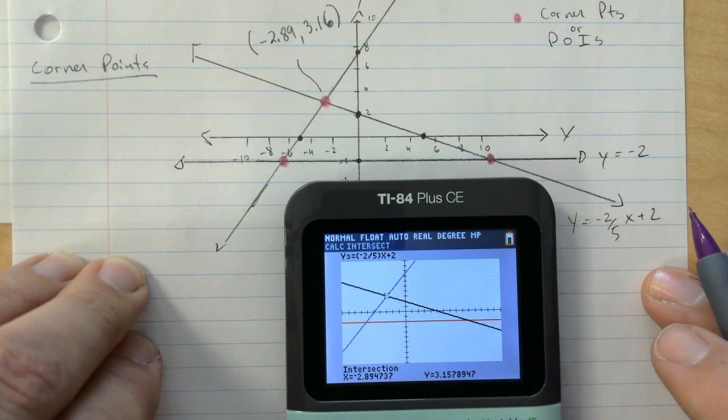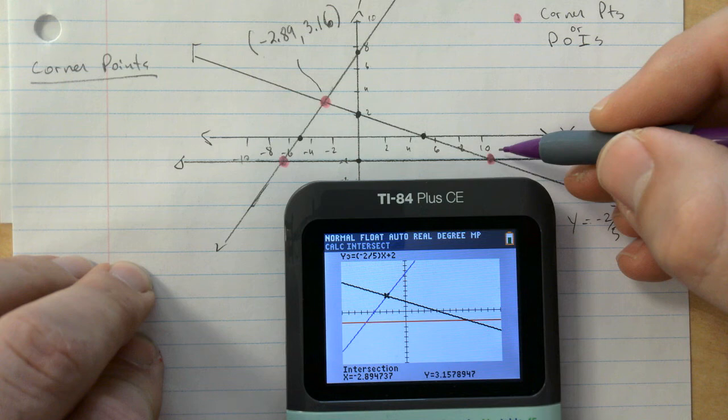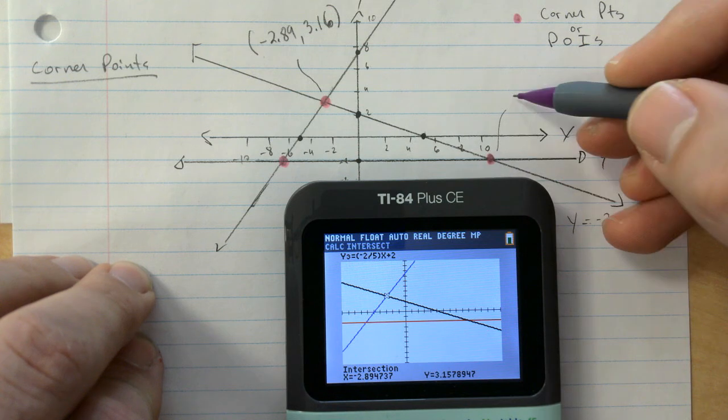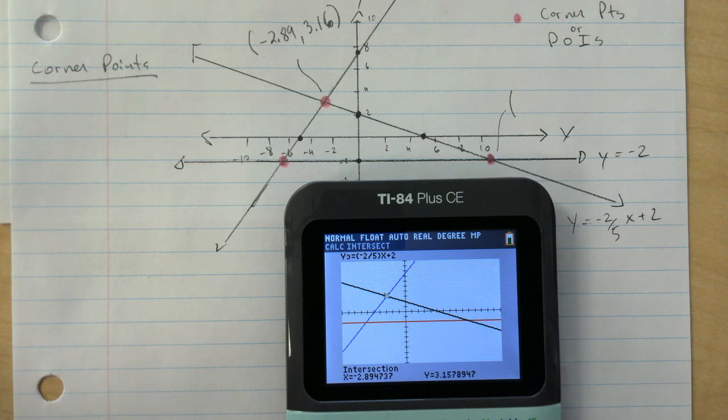And this will require practice. That's just it, it all comes down to practice. Okay. I am choosing to find this intersection next. Okay.